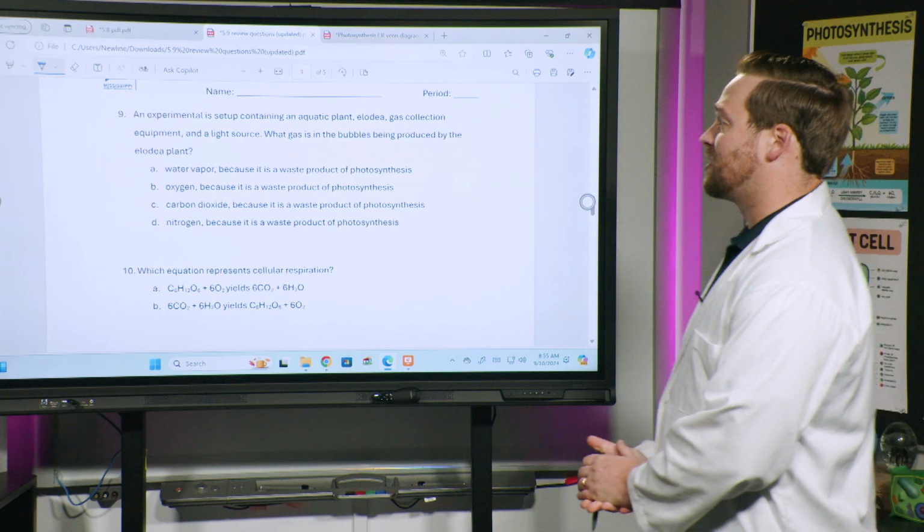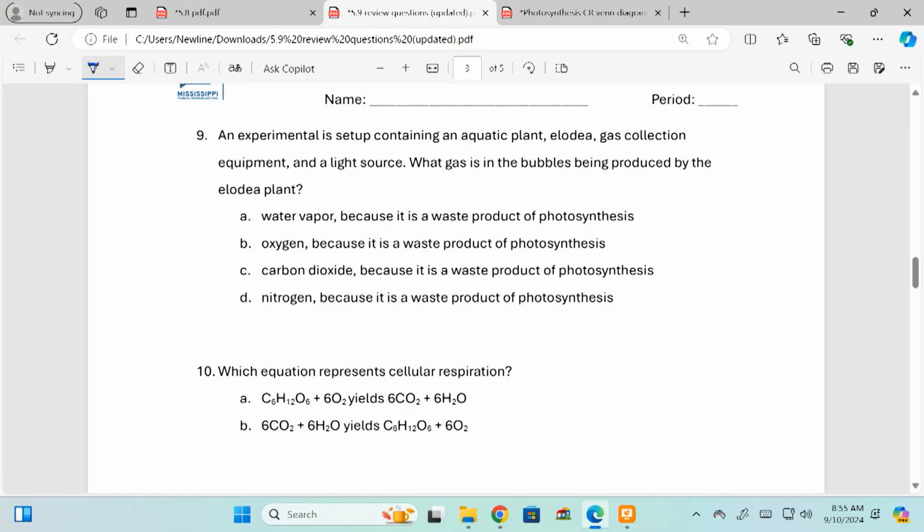So 9 says, an experiment is set up containing an aquatic plant, Elodea, gas collecting equipment, and a light source. What gas is in the bubbles being produced by the Elodea plant? That's kind of a tricky one. So this is saying there's a plant, it's underwater, and there's little bubbles coming off of the plant when it's struck with the light. What gas would be in those bubbles? Well, what gas do plants make? They make oxygen, right? So oxygen, letter B, is going to be our answer because it is a waste product of photosynthesis. Okay, last one here.